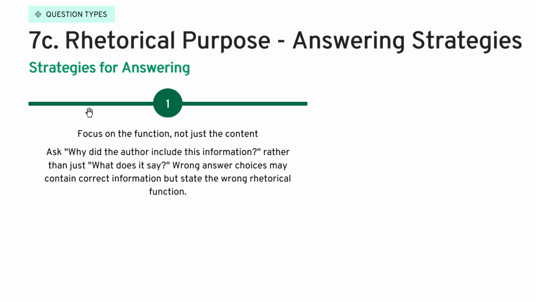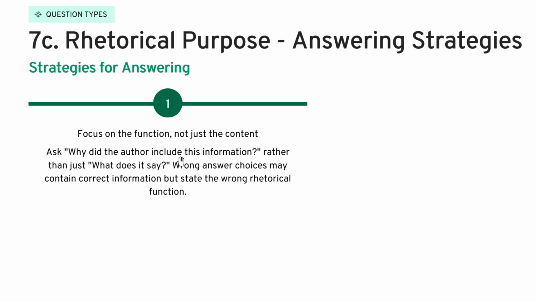Do not only look at the content. So this is the first thing. Whenever you're focusing on the function, ask yourself, why did the author include this information? Instead of asking, what does it say? When you find the answer to what does it say, you're answering the question of the content. But whenever you answer the question, why did the author include this information? It is asking the function.